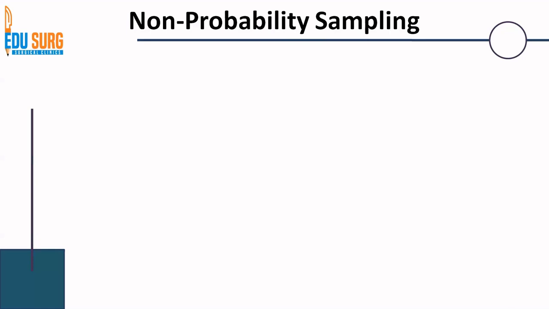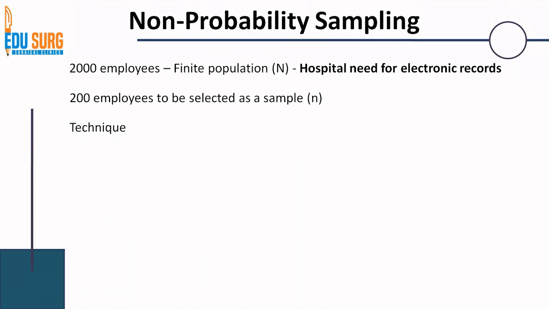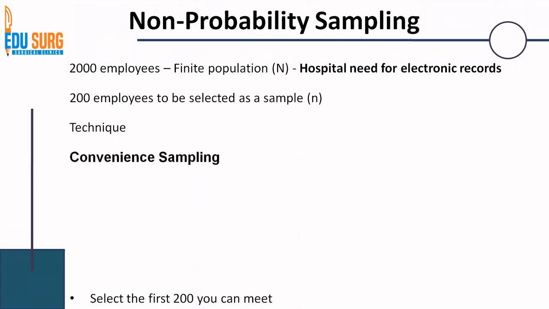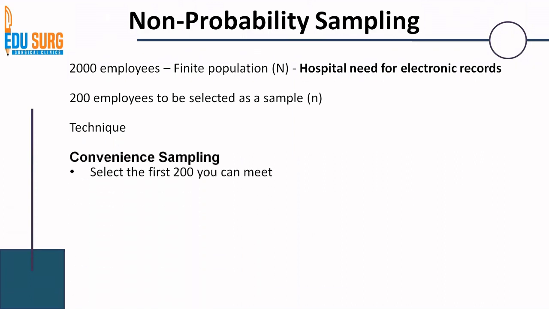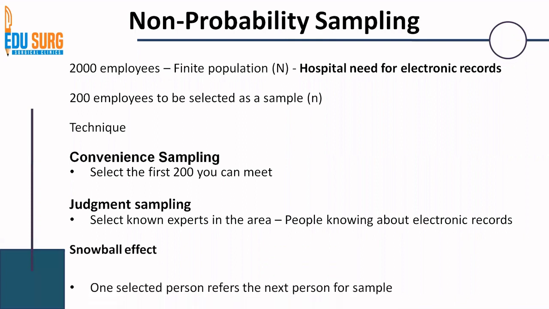Now going to non-probability sampling, this is a very simple concept. Like I said, it's a convenience-based sampling. So the first type is convenience sampling. What that means is you just select the first 200 people that you meet. Very convenient, right? Another is known as judgment sampling. That is, since we want electronic records, we select people like computer experts or physicians who are going to need it, or nurses who are going to need these records, or experts who already use these records. Okay, so that is known as judgment sampling.